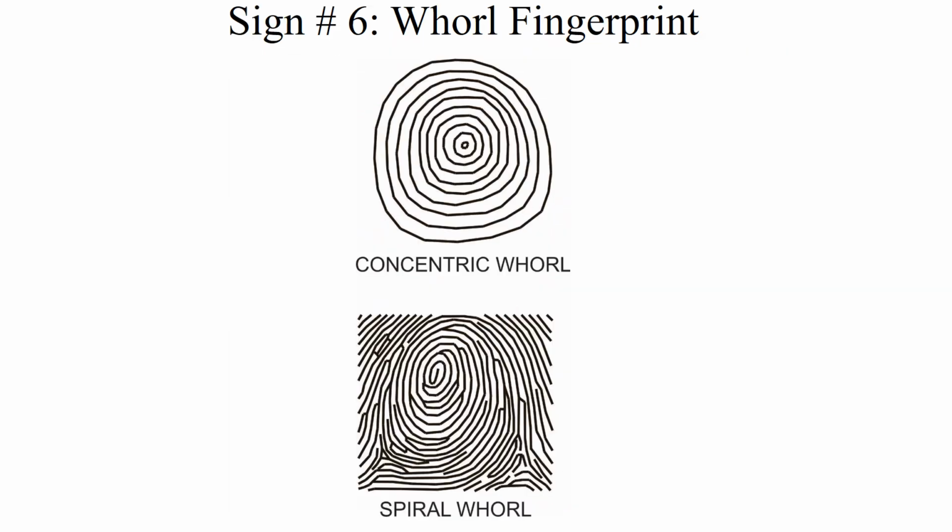Sign number 6. Whorl fingerprint. The whorl fingerprint pattern could appear as concentric or spiral. The whorl fingerprint pattern is the sign of an individualist, who is unique and original.